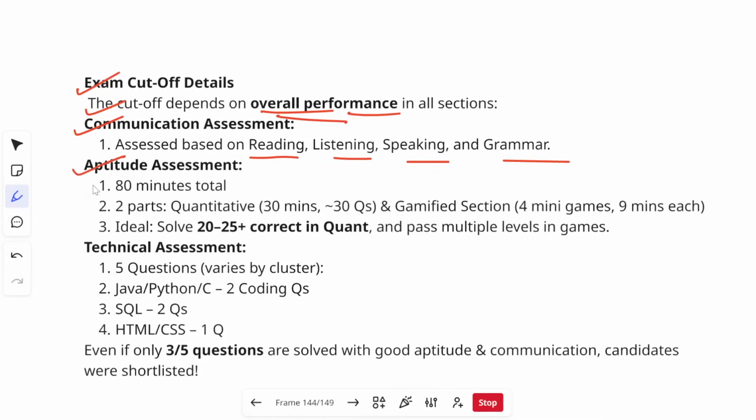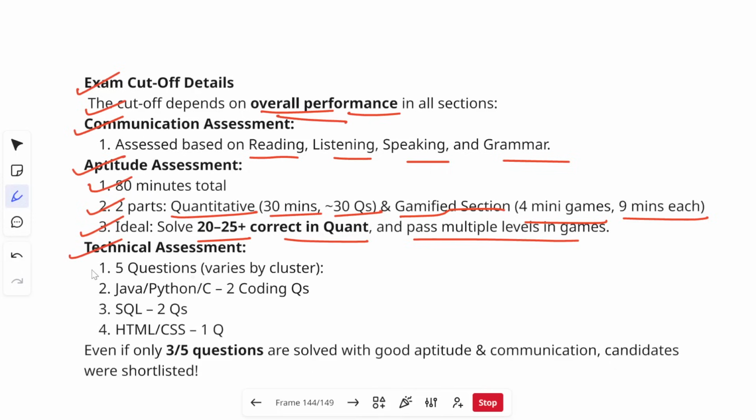Talking about aptitude assessments, it was total 80 minutes. And there were 2 parts. One was quantitative, where you had 30 minutes to solve 30 questions, and then gamified section where 4 mini games were there and 9 minutes each was given to you. Ideally, if you solve 20 to 25 plus correct in quant and pass multiple levels in games, around 8 to 9 levels, then you are good to have a nice role in GenC like GenCPro or GenC Next.